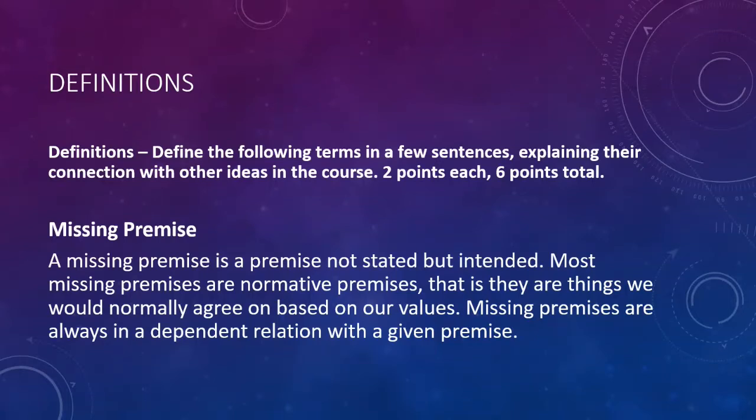This was actually taken from a test. I don't know if most missing premises are normative. Many are, we might say. But they still got full points for it because I'm not trying to be that picky. And missing premises are always in a dependent relation with a given premise. So I'm just connecting up missing premises with this other thing that was on the list of key course terms, which is dependent relation. Yeah?